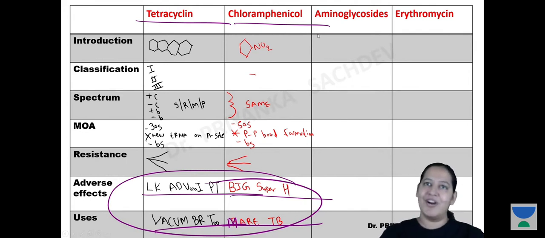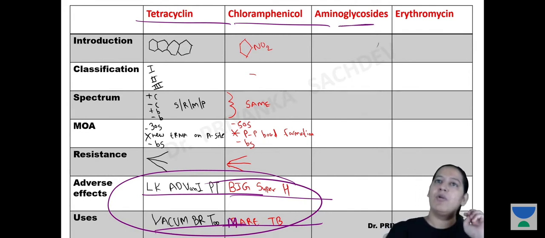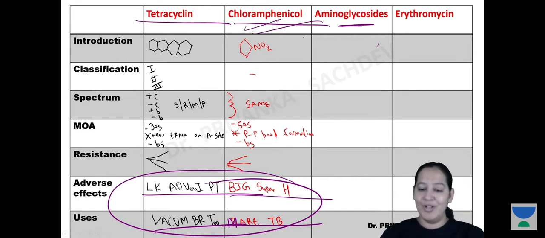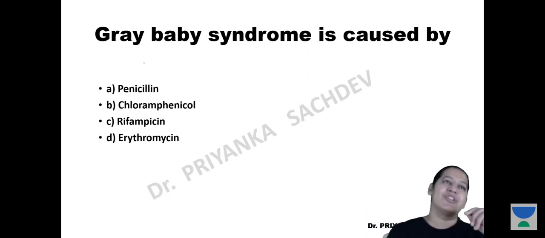Should I come to the third chapter, aminoglycoside? Before that, I would like to launch polls for chloramphenicol. Are you people ready for the polls? So the polls are in front of you. Very easy question, a baby question.